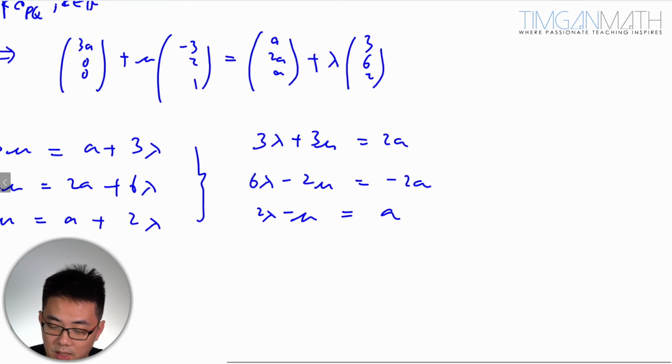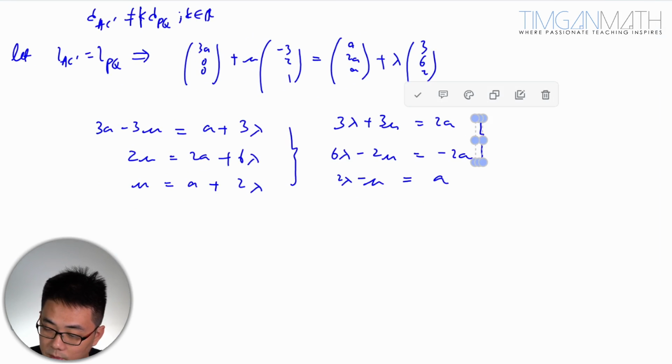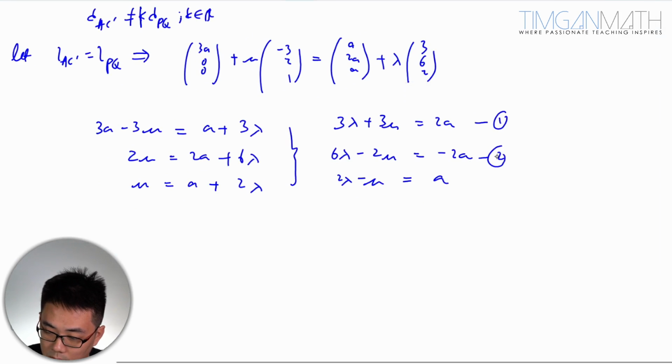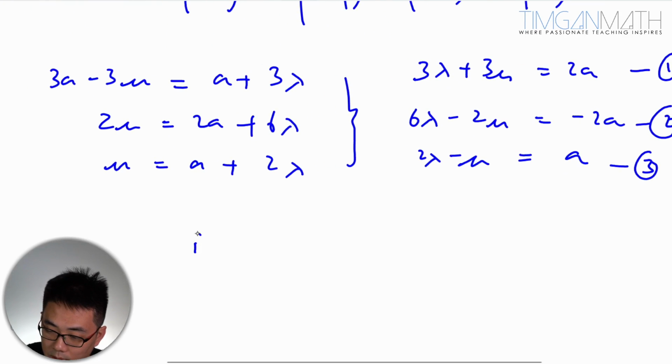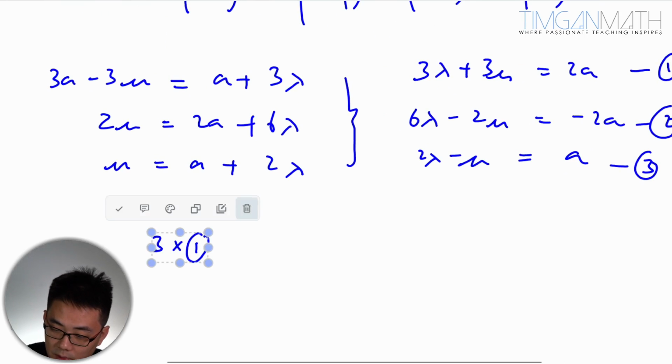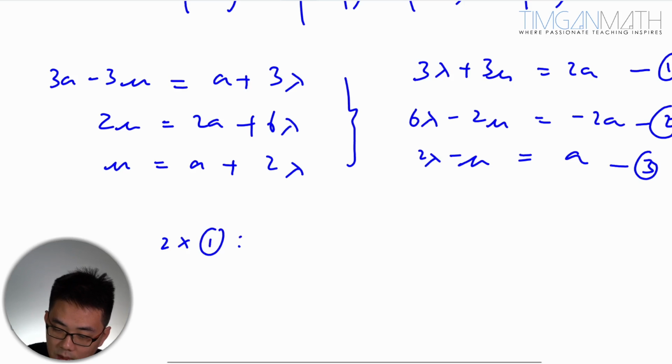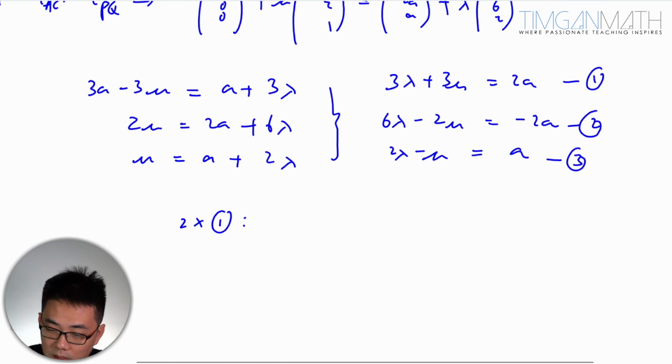So what we're going to do is just solve for lambda and mu, and see whether it satisfies all the equations here. Let's just try and solve these 2. So solving 1 and 2. I'm just going to take 1 multiplied by 2. That's good. I'm going to use elimination.